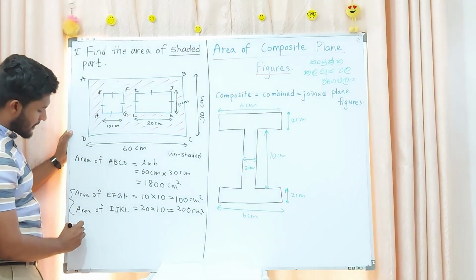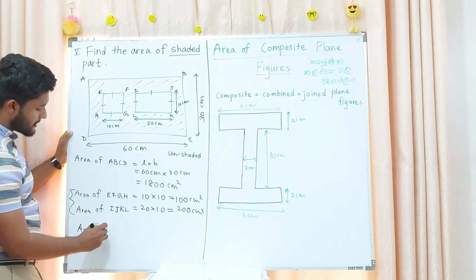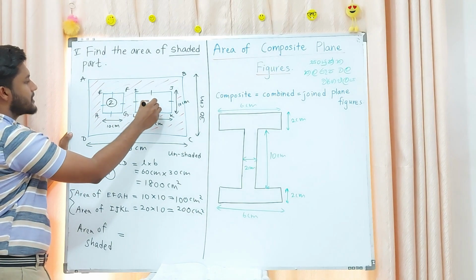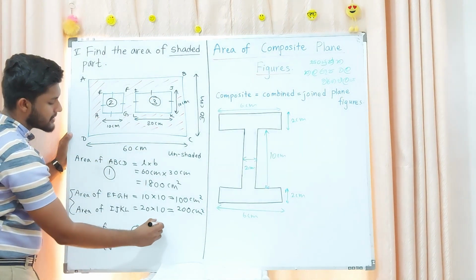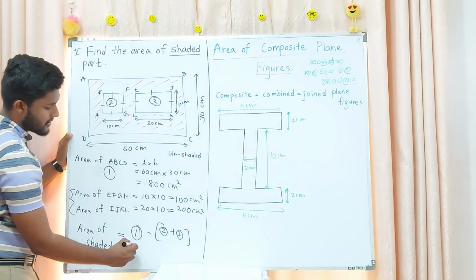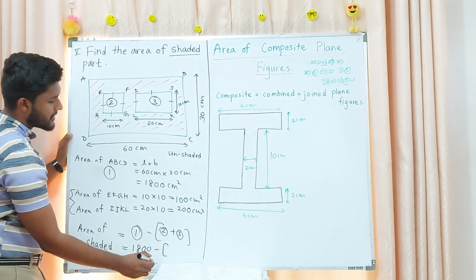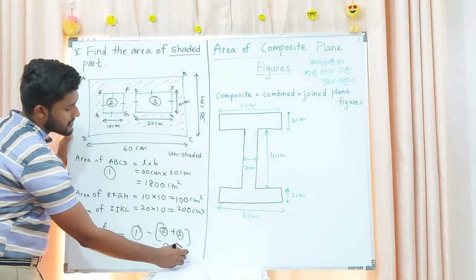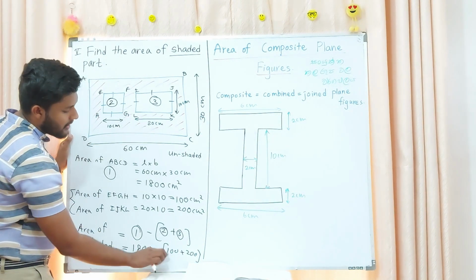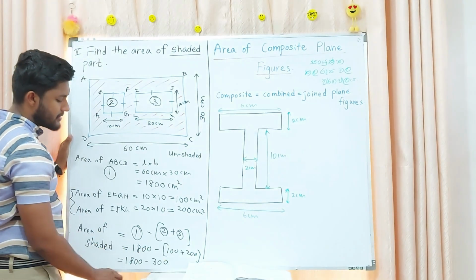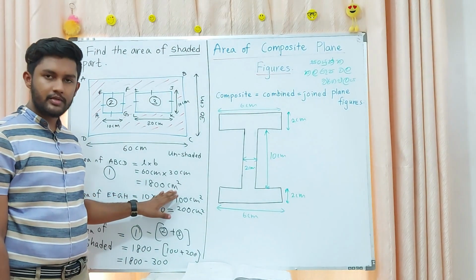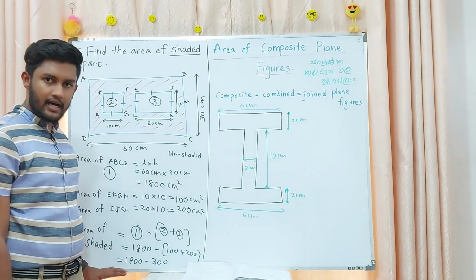Then here area of shaded equals the area of ABCD as 1, this as 2, this is 3, right? 1 minus 2 plus 3, right? 1 means 1800, bracket 100 plus 200. You will get 1800 minus 100 plus 200, 300. That means 1500 is the answer. What is the unit? Centimeters squared. At home you can get the last answer.